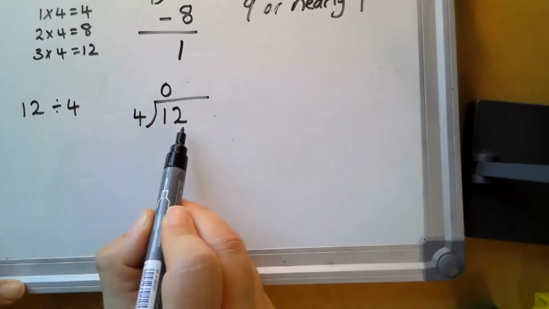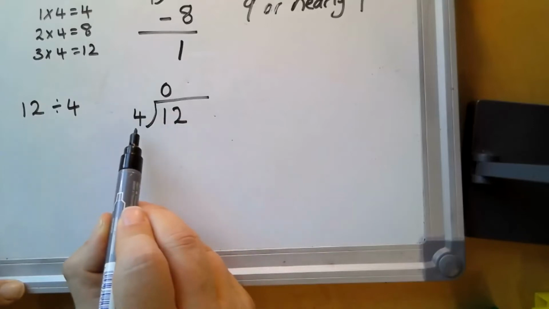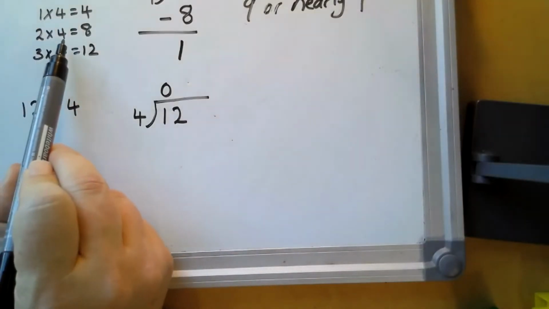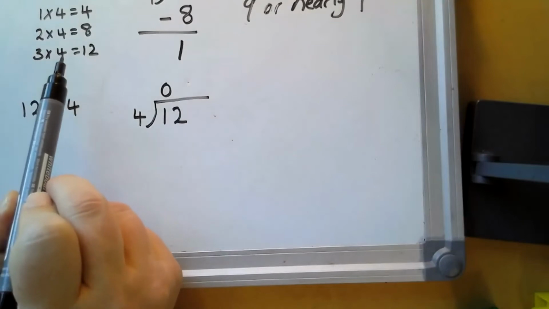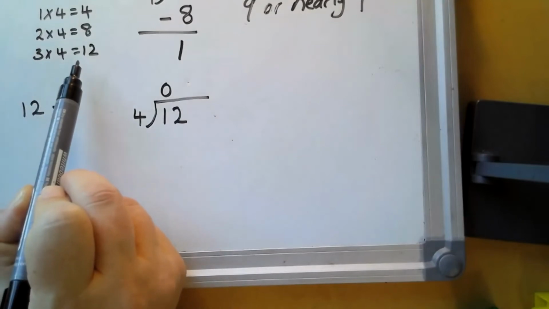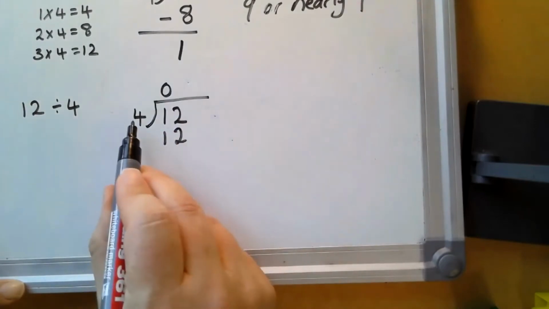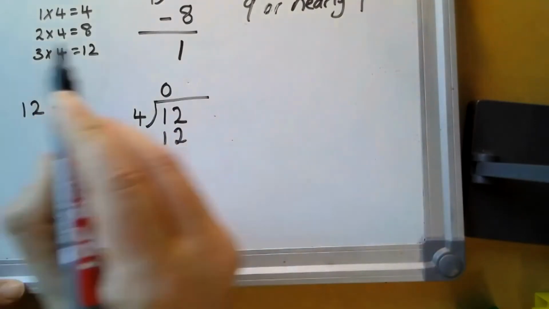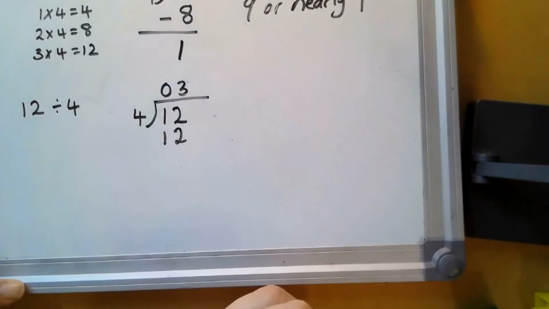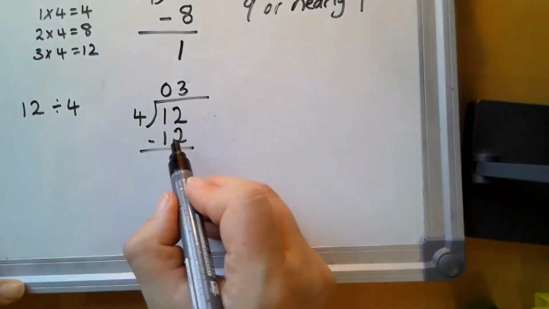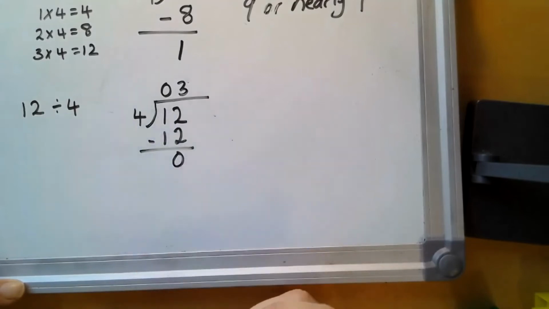How many 4s go into 12 or nearly 12? And then I can use this again. 1 times 4 is 4, 2 times 4 is 8, 3 times 4 is exactly 12. So I can put my 12 just here. How many 4s is that? Well, it's 3. And do we have a remainder? 12 subtract 12 is 0. So no, we don't have a remainder at all. It is just 3.